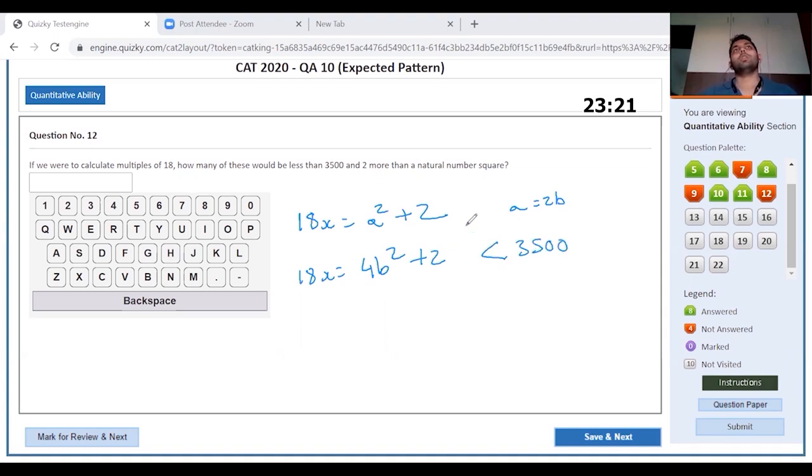3,500, 4 9s are 36 and 9 is 30 square. So b is less than 30, right? Because if it is 30 square into 4, 36 plus 2, 3602. It is not less than this. So basically I can have my answers between 0 to 29. I need to check how many values are there.